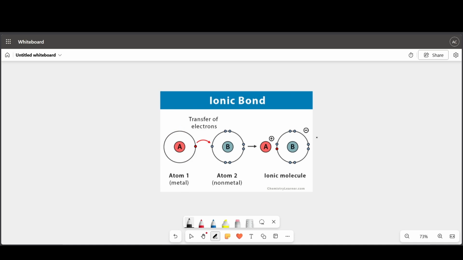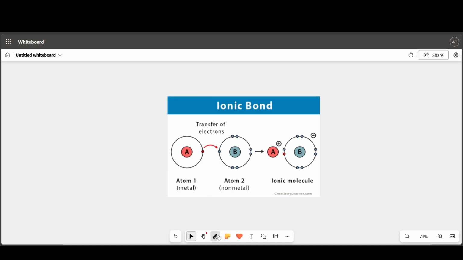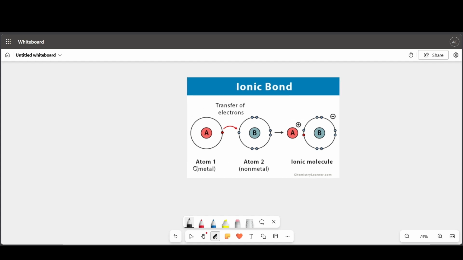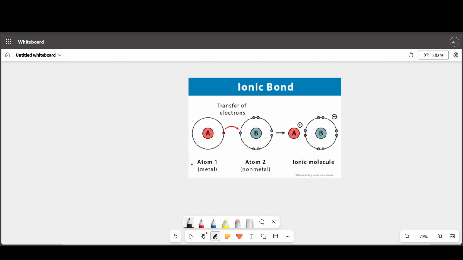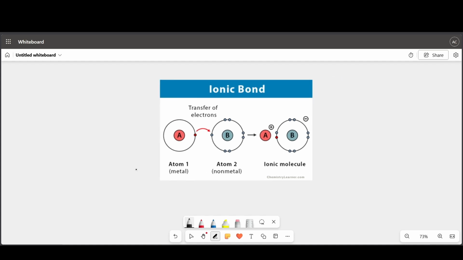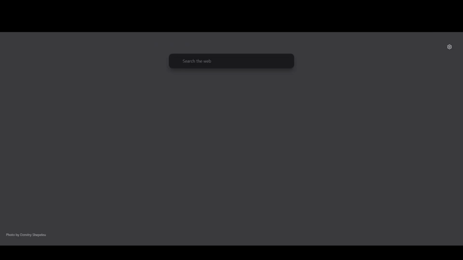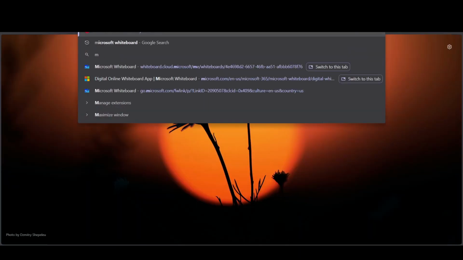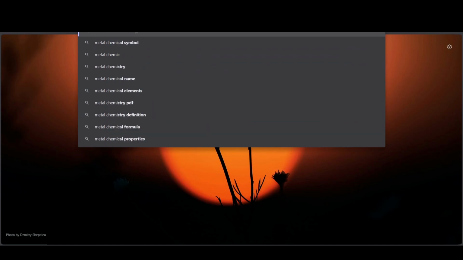Okay. So let's say that this atom is an iron element. And this will be a non-metal. So let's look for examples of non-metal elements, which are oxygen. Let's say this is oxygen. Okay.